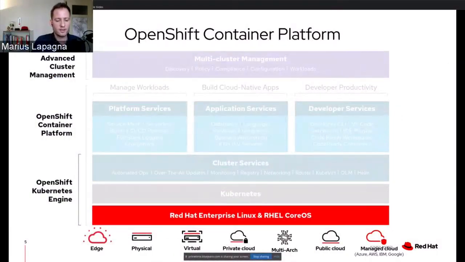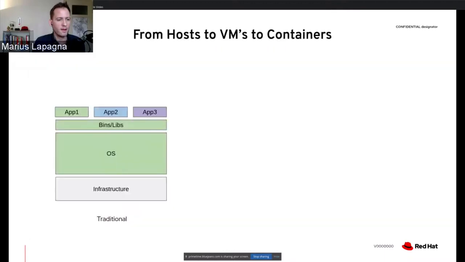And to understand this part, we have to talk about what are containers and where are they coming from. So if you look at the traditional workloads, we have some infrastructure, some computing servers, and an operating system on top of it. Installed in the operating system, there are the binaries and libraries. And on top of this, the application 1, 2, and 3 are running and are provided to the customers.